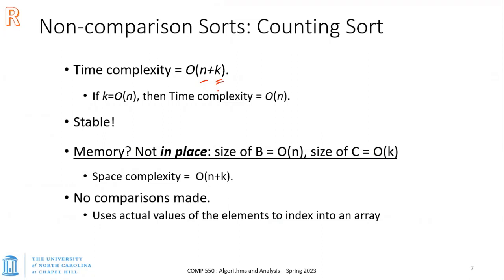If k is of the same order as n, then the time complexity comes down to big O of n. It also has an extremely important property, which is that it is stable. So if you have two numbers being sorted and they're both equal, then their original order will be kept in this algorithm, which is not true for a lot of other algorithms. We saw that the memory usage is not so good, in the sense that it is not in place. There is some additional memory being used, and so the space complexity also depends on k.